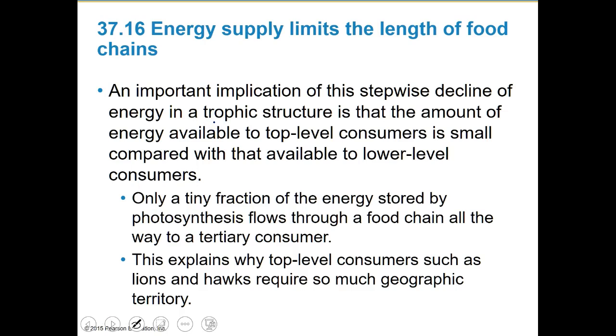An important implication of the stepwise decline of energy in each trophic structure is that the amount of energy available to top-level consumers is small compared to that available to low-level consumers. Only a tiny fraction of the energy stored by photosynthesis flows through a food chain all the way to the tertiary consumer. So it explains why top-level consumers, such as lions and hawks, require so much geographic territory. You've got to get a lot to be able to capture that energy of the sun.